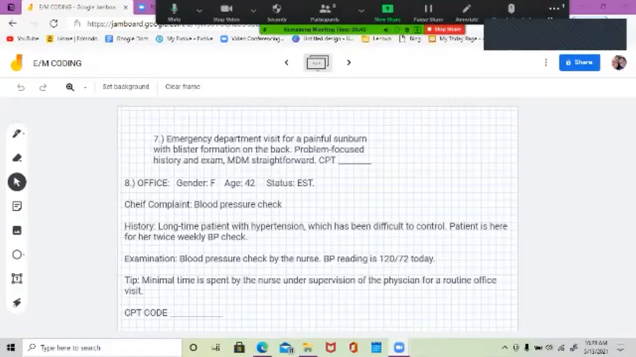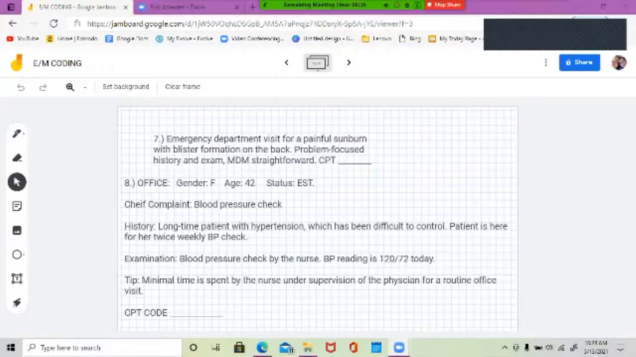Okay. This actually looks like a real type medical record, right? So we're in the office. The gender is female. The age is 42, and the status is established. Her chief complaint is blood pressure check. This is her history. Long-time patient with hypertension, which has been difficult to control. Patient is here for her twice weekly blood pressure check. Examination. Blood pressure check by the nurse. Blood pressure reading is 120/72 today.